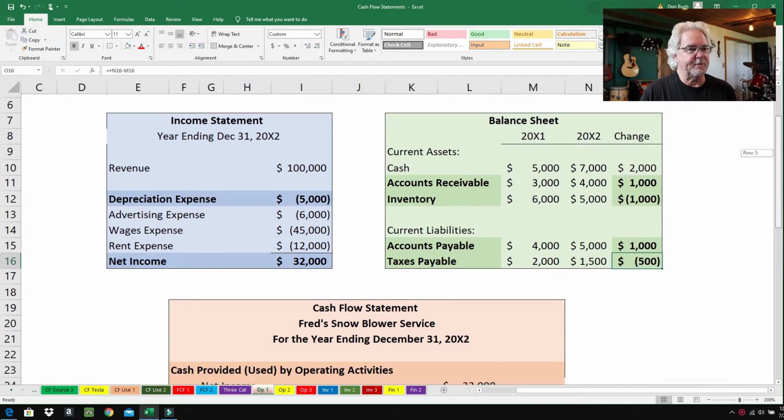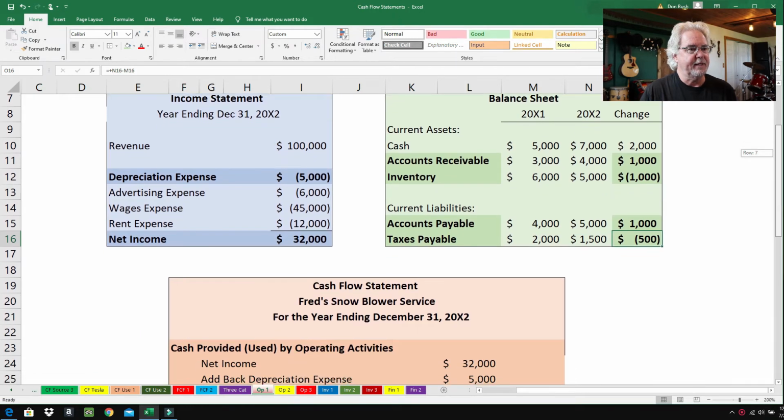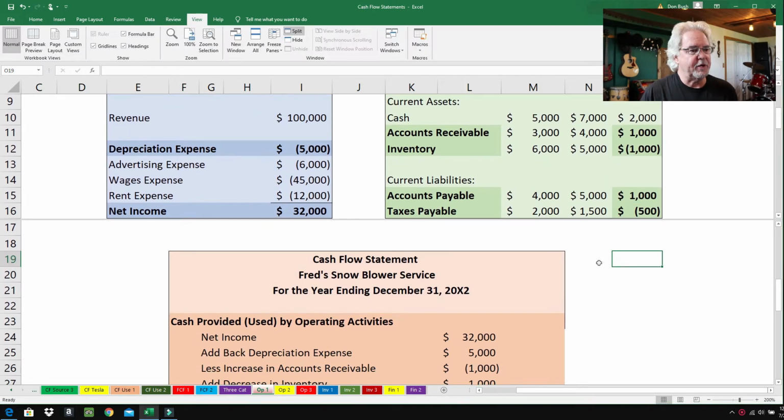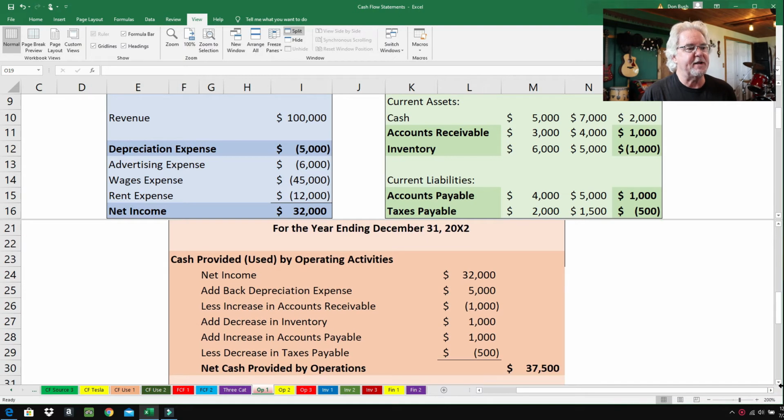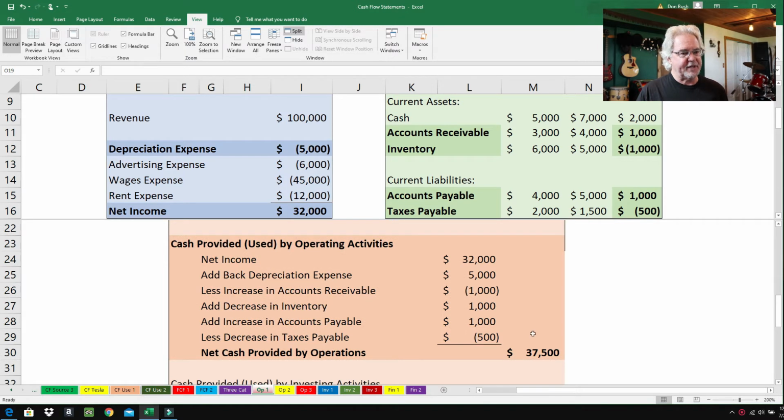So what I'm going to do is split the screen as best I can. There we go. So we now have a split screen so we can see what's going on. So we're only doing cash provided by operating activities. We're not going to focus on anything else. So here's our cash flow statement. We're going to take net income right off the income statement. Here it is. Net income $32,000. Now, if it was a net loss, we would just write down a net loss. It's just that easy. And then, as mentioned, we are going to add back depreciation expense.